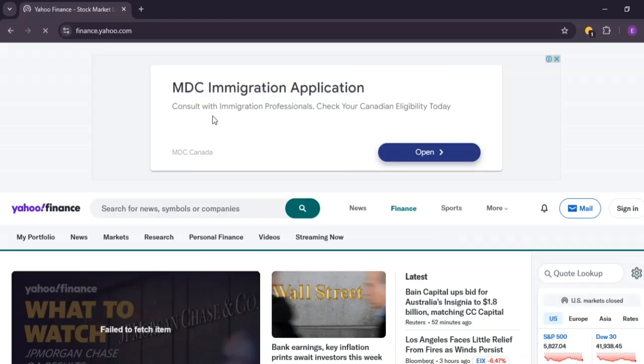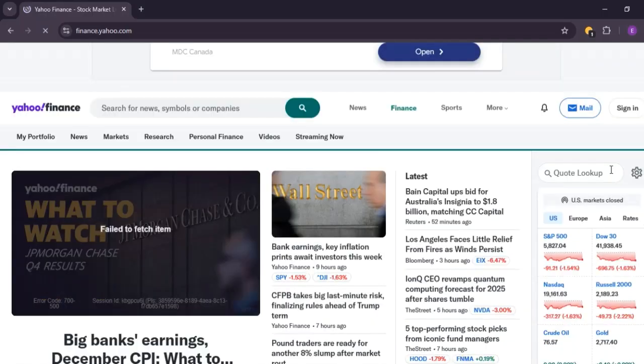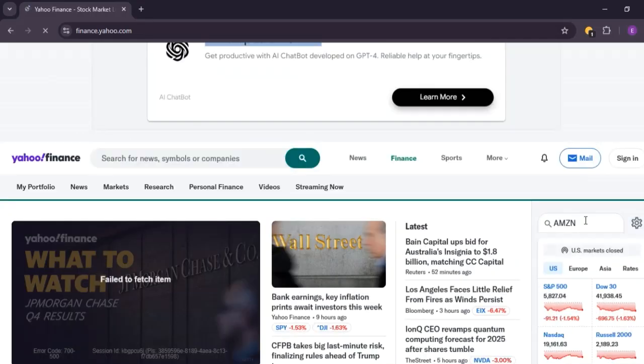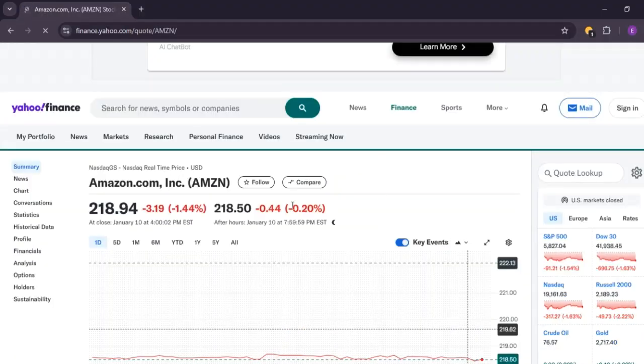After opening finance.yahoo.com, come to the right side of the page and locate quote lookup. This is where you are going to type the ticker symbol of the company. For Amazon, it's going to be AMZN. After typing this, you can hit enter, and this is going to open this particular page for us.